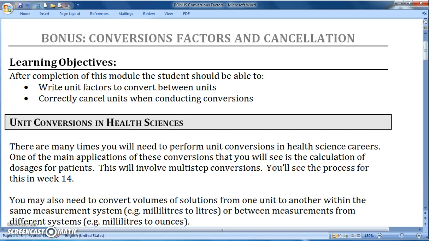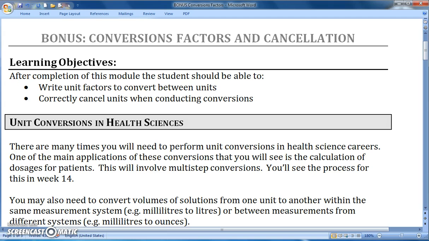Hello and welcome to the bonus module on conversion factors and cancellation. This module is meant to be an introduction into unit factors. It should guide you into completing a 1% bonus assignment for Math 117 and should also help you in the second half of your chemistry class and your math class in the GHS program.